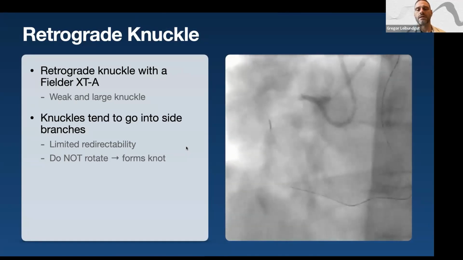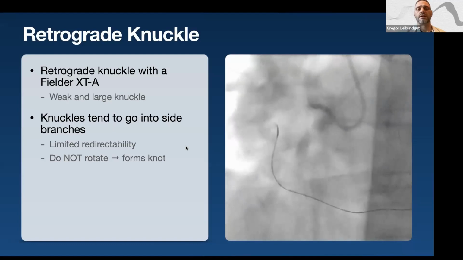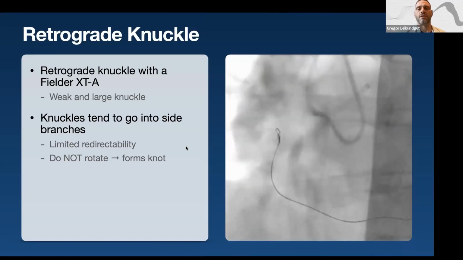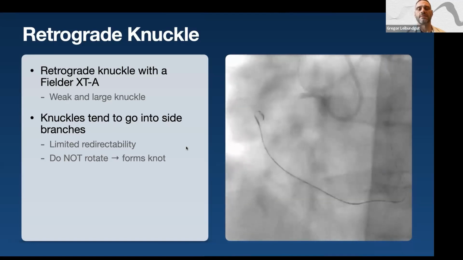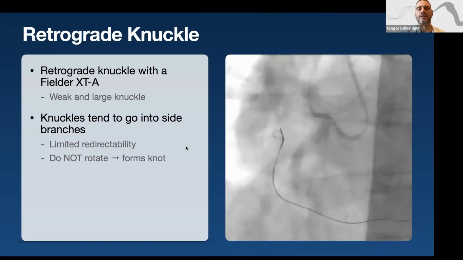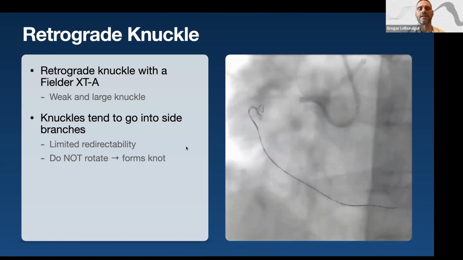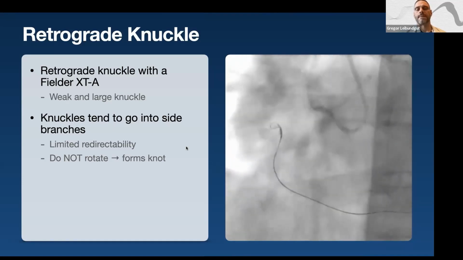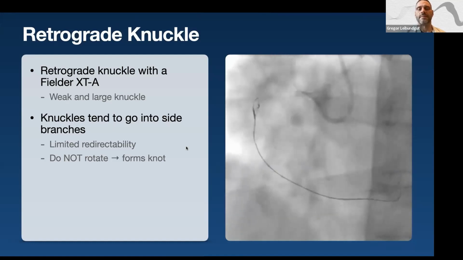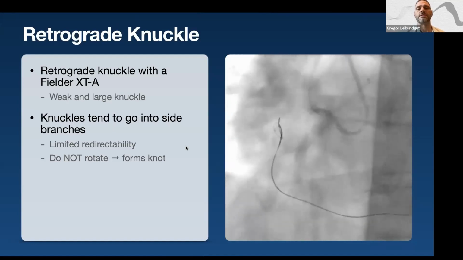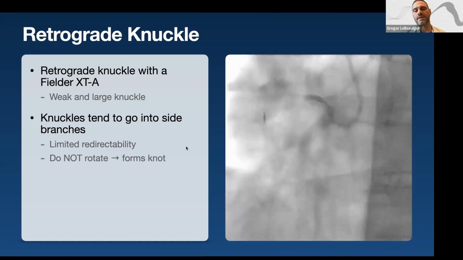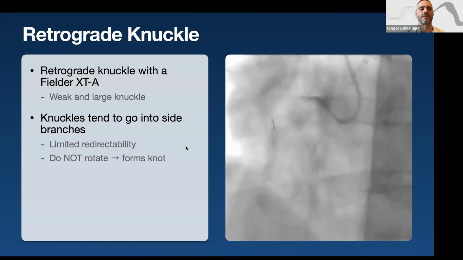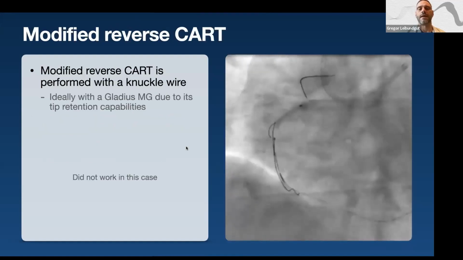Here you can see coming up with the Fielder, and the Fielder again did the small knuckle, then a second bend, it was probably going into a side branch and another knuckle, and it's almost like a cauliflower starting there, and you can imagine that you have a huge subintimal hematoma. It's retrograde, so not so bad, but that's something you don't want to have.